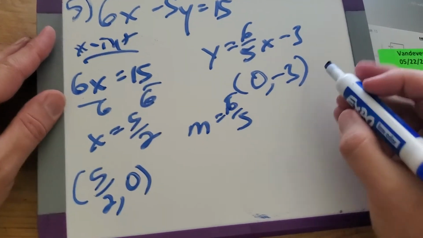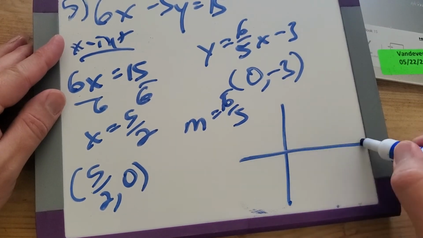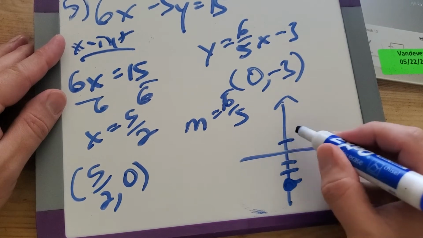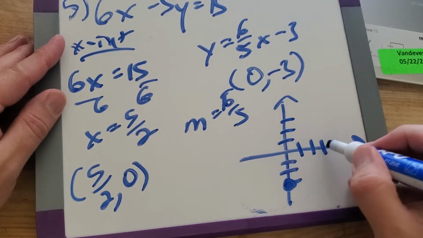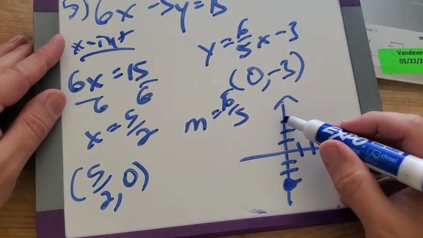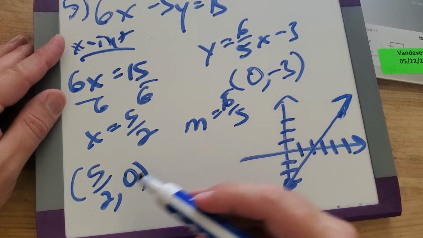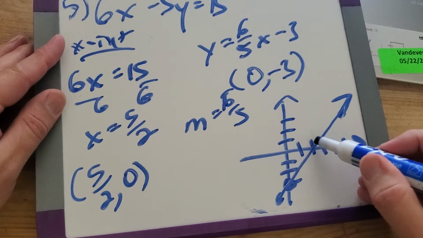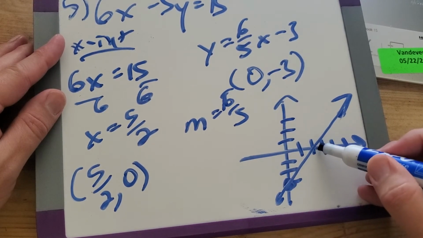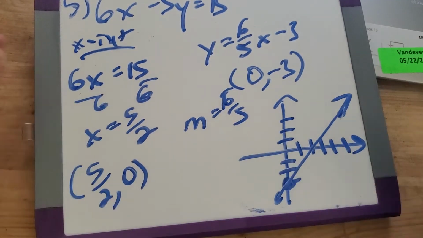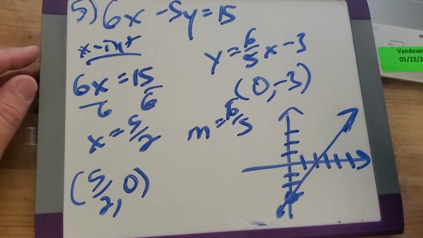And let me see. Graph. It says to graph it. All right. So the nice thing is 0, -3. So then I go up 6 over 5. And let's see. It's supposed to go through 5 halves, 0. And if my scale was better, it would go through 2.5. But my scale kind of sucks. But that's all right. That was a little quick. I'm a little tired. All right.